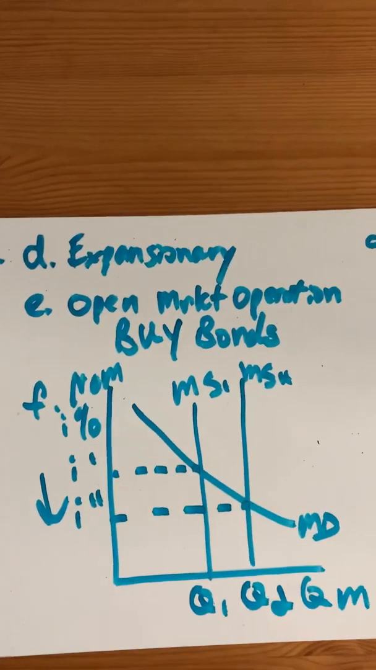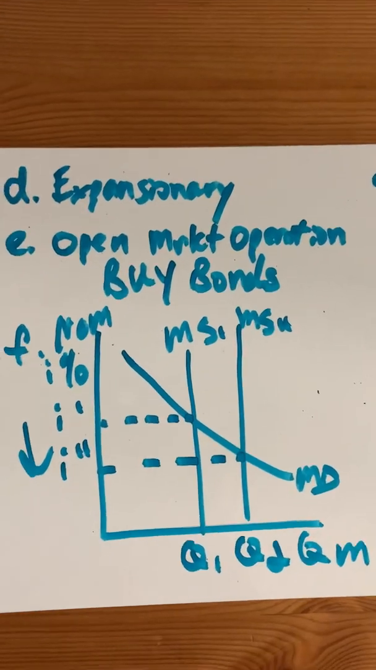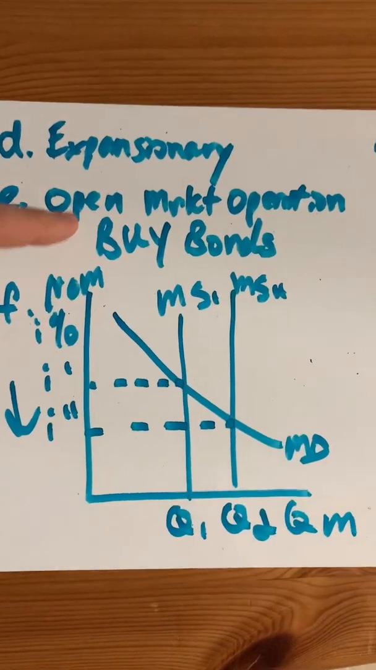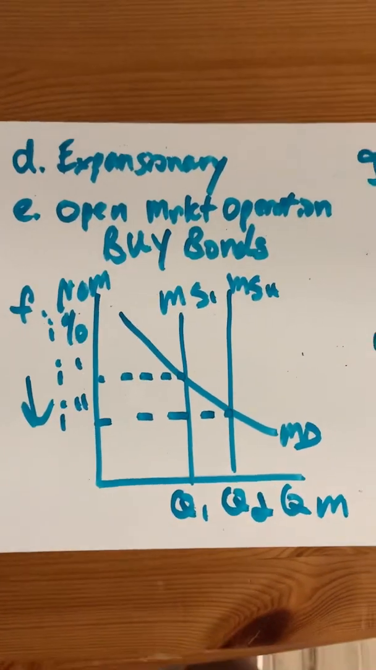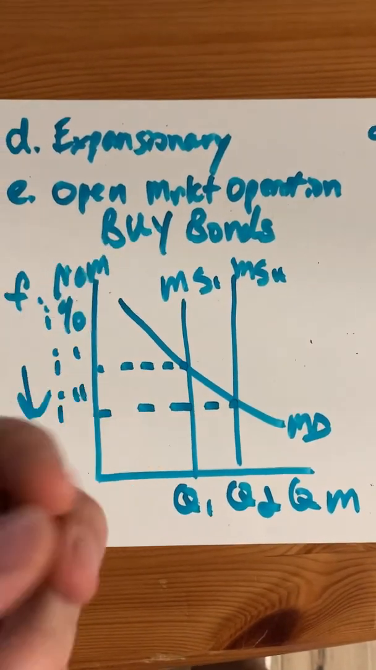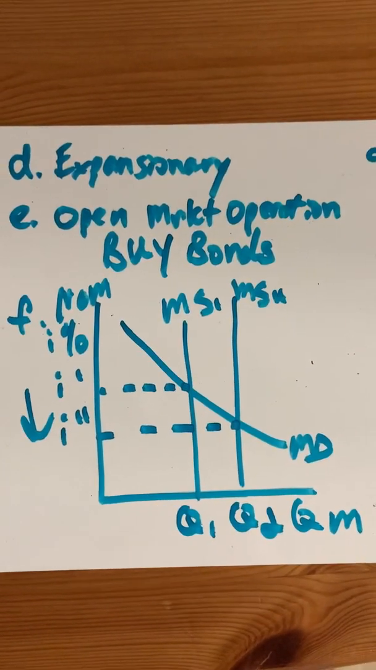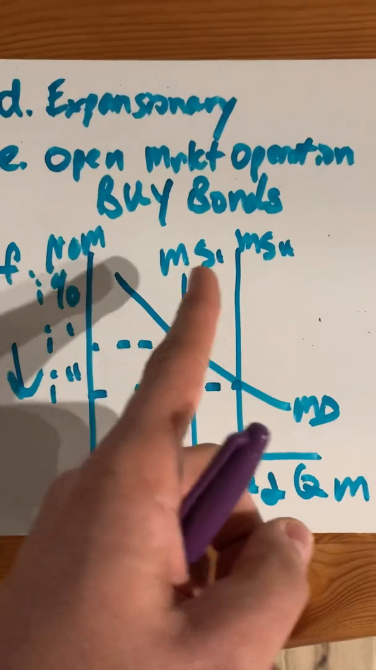For the third part, part F, it says to draw what happens to the money market as a result of buying bonds. It doesn't give you any specific numbers. It just says what generally happens to the money market. Well, if you buy bonds, that's literally the Fed injecting money into banks, into their bank reserves. And so the money supply will increase.